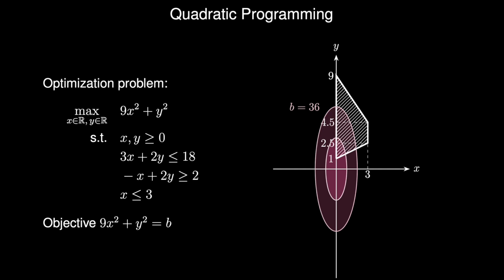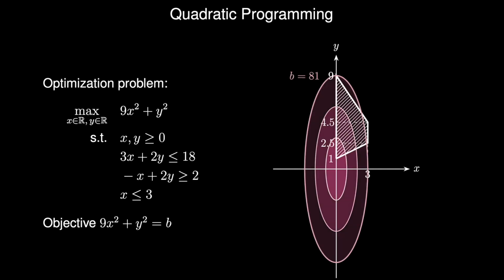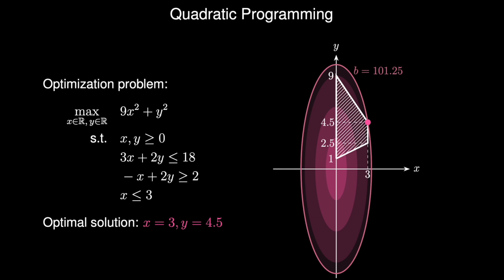At b equals 36, the ellipse is starting to push against the right and upper corners of the feasible region. We can still keep moving. By b equals 81, the ellipse is very close to the boundary. One more push and we will find the optimal solution. The largest ellipse still touching the feasible region is tangent at the corner x equals 3, y equals 4.5, giving an objective value of 101.25. That's a continuous quadratic programming solution.